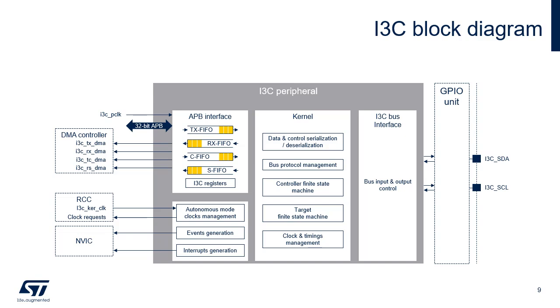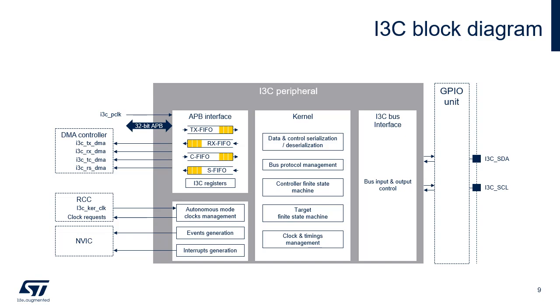The I3C kernel clock and the APB clock frequencies are to be set at a minimum value versus the intended operating SCL bus clock frequency. Refer to the reference manual for the list of the clock requirements and constraints.